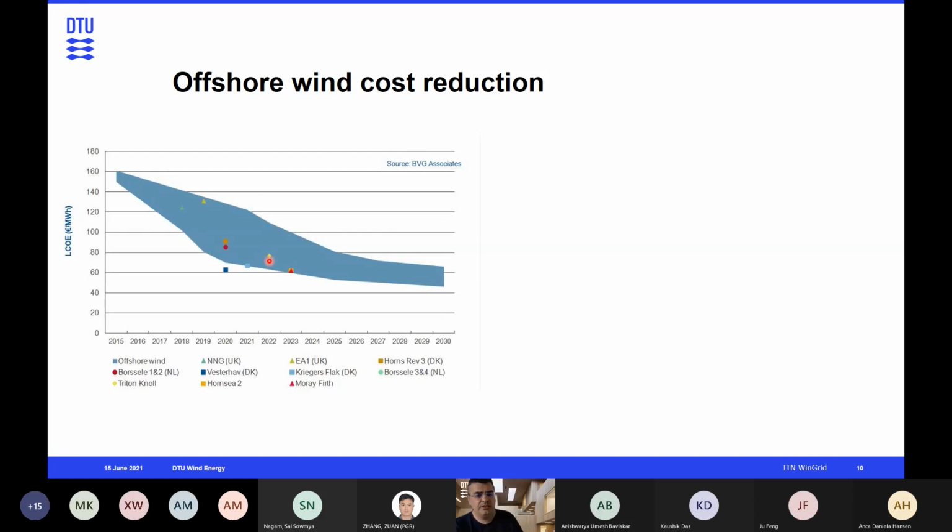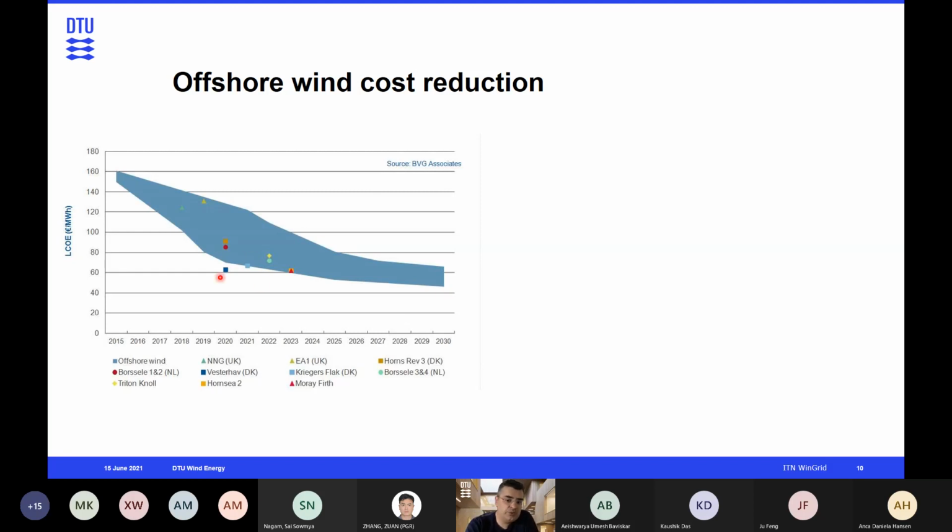You can see here in a graph the envelope, the bluish shaded area. It shows the estimates of, I think, over 100 or 150 experts from all over the world who were asked to give their estimates about the cost evolution of offshore wind until 2030. And then you have, with the different colors, the actual LCOE costs that were bid for in the real projects. And you can see that the experts were way off, because cost reductions were even higher than what they were expecting by 2030.